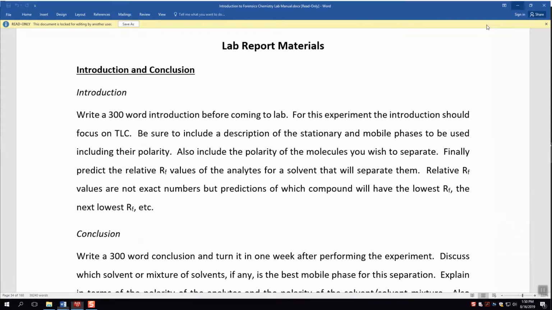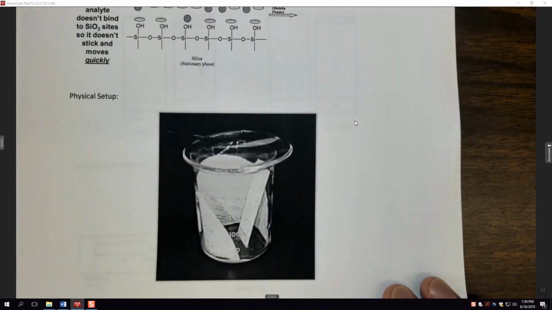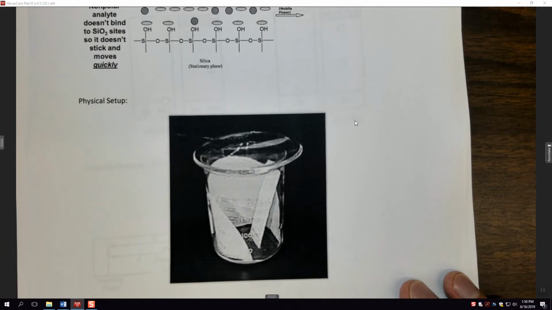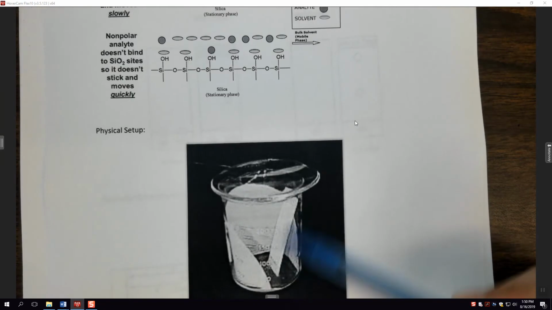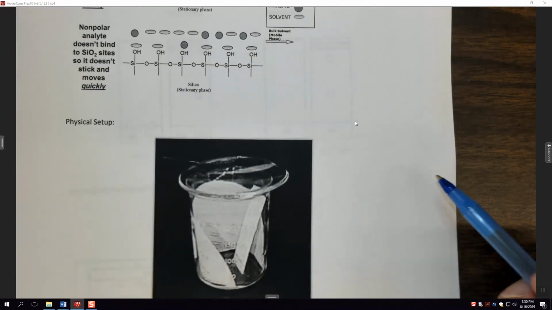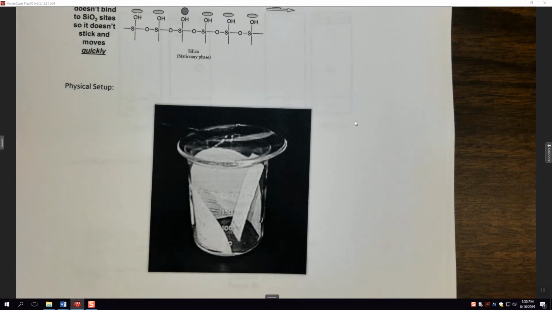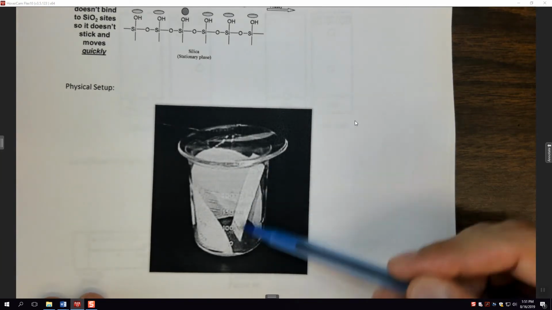All right, so basically what I want to talk about is TLC, thin layer chromatography. There are two ideas here. There's the practical, what am I actually doing, and there's the theoretical, or what are the molecules on this TLC plate experiencing. So I guess it's a little bit easier to talk about the physical setup first. The physical setup is we have this TLC plate. That's this thing here.